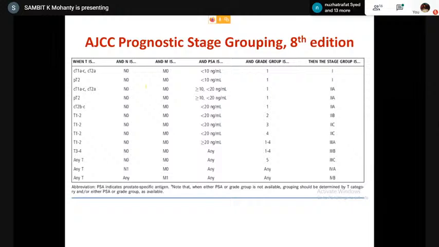So if I tell you something, starting from the bottom, if it is M1, it is going to be a 4B disease. Even if it is M0, but the node involvement is there, any T, it is going to be 4A. Node involvement is not that common. So when you have a node negative and no metastatic disease, if the grade group is 5, it is going to be a high stage disease.